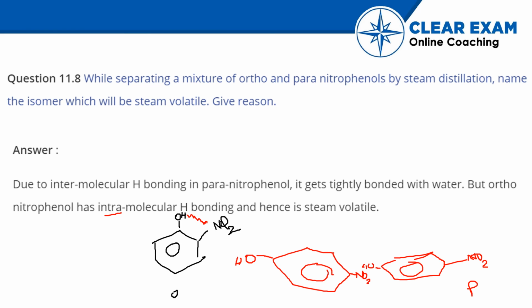So what happens is that in this compound there is intermolecular H bonding. This will produce H bonding with another compound. This will produce H bonding with another compound. So this is an intermolecular H bonding because this H bonding is not observed within the same compound. Okay, and we all know that intermolecular H bonding is much stronger than intramolecular H bonding. So this para compound will get tightly bonded with water, but orthonitrophenol has intramolecular H bonding, so it is not that strong and hence it is steam volatile.